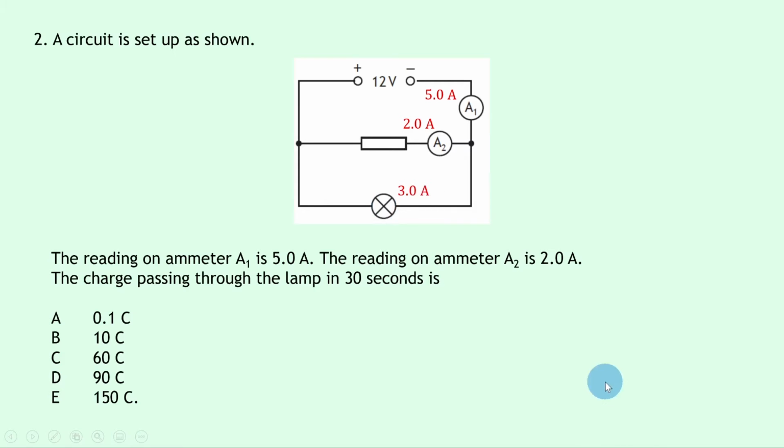So we can now say Q equals I t and then sub in our numbers to get 3.0 times the 30 seconds. And putting that into your calculator or just doing it in your head, 3 times 30 gives you 90 coulombs. So that gives an answer of D.